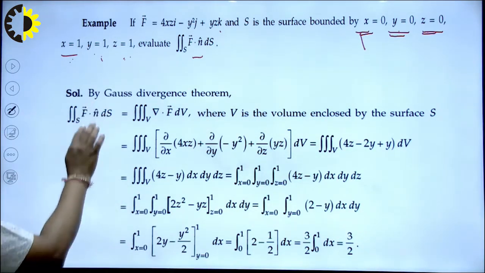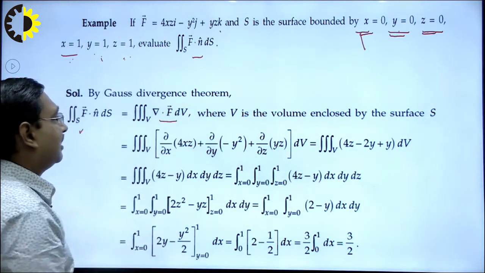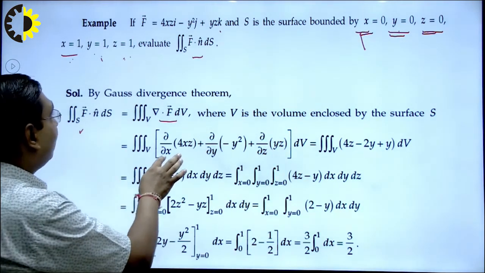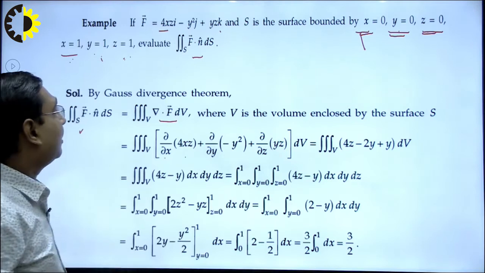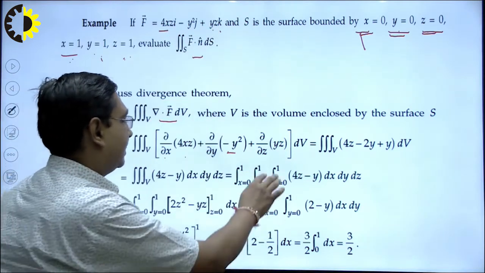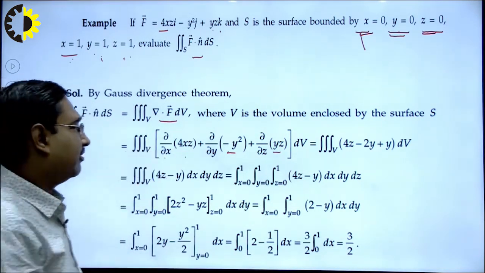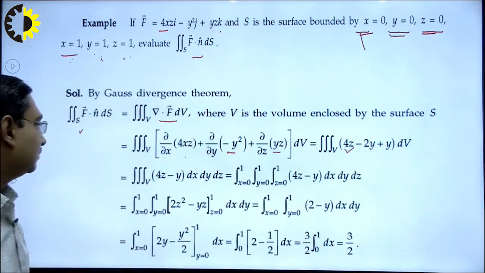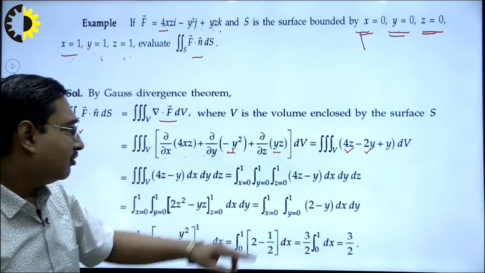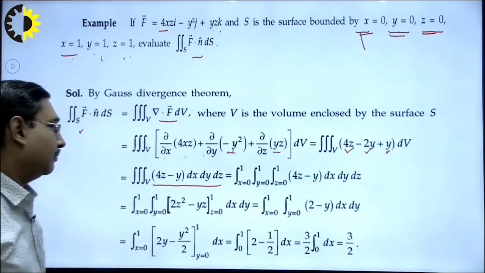So, by the divergence theorem, the integral over S of f dot n ds will be written as the integral of del dot f dv. Here del dot f will give del over del x of 4xz plus del over del y of minus y square plus del over del z of yz. Del over del x of the first term will give 4z. Del over del y of the second term will give minus 2y. Del over del z will give y, and this expression is converted to this form.